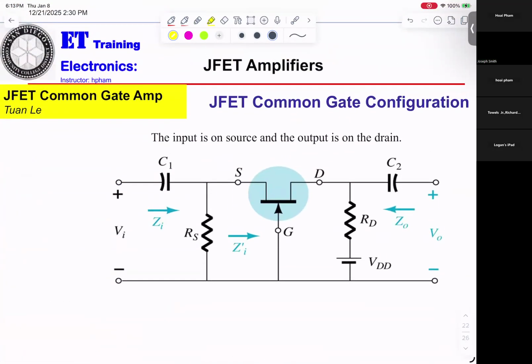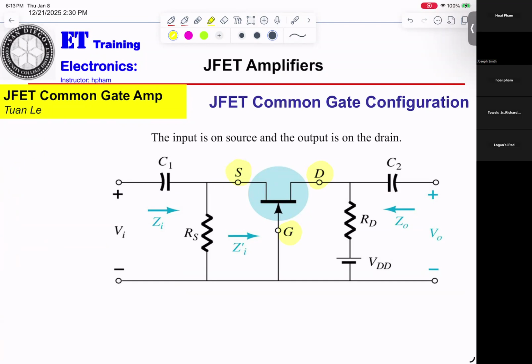Last one, common gate. Remember, gate here, drain here, and the source here.